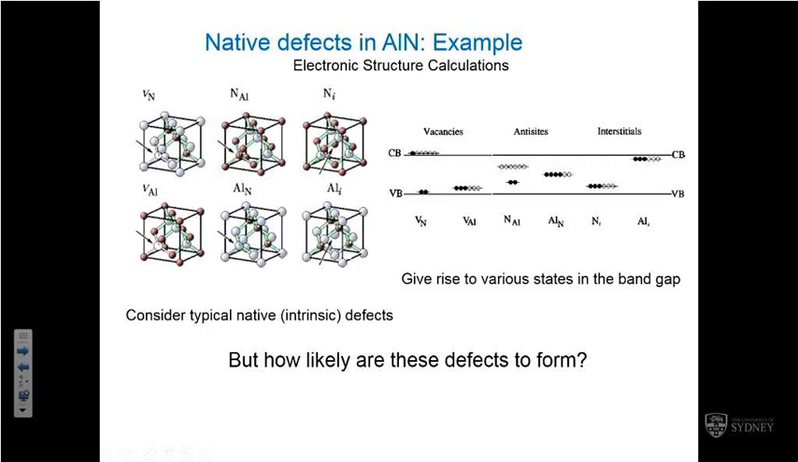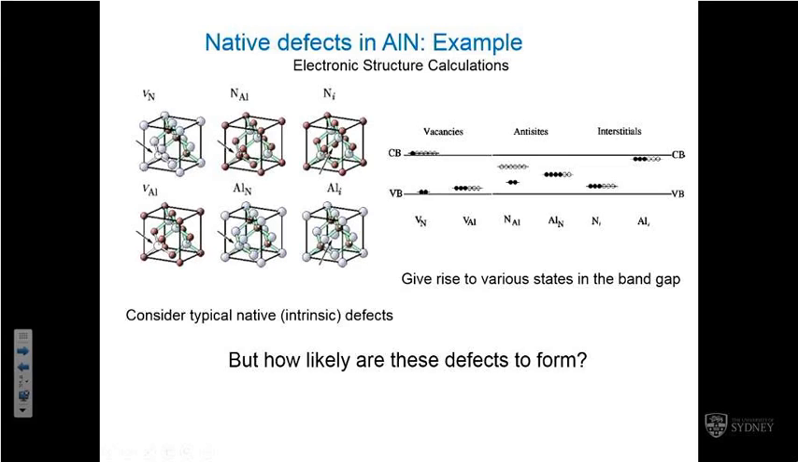So if you have this material, there's various native defects that you can consider. As I said earlier, you could consider a nitrogen vacancy, where you have a nitrogen atom missing, or an aluminium atom missing, or nitrogen sitting on an aluminium site, or an aluminium sitting on a nitrogen site. These are called anti-site defects. You can also have interstitials. You could have too many nitrogen atoms, and you might have a nitrogen atom just lurking about in the crystal structure somewhere. Conversely, you might have an extra aluminium atom. These are all so-called native defects.